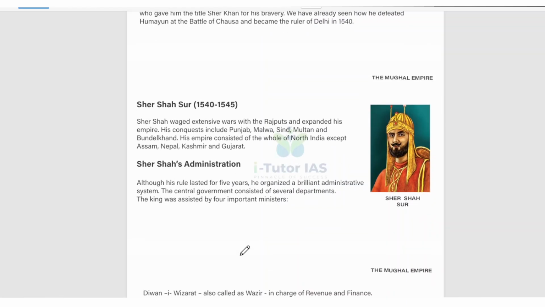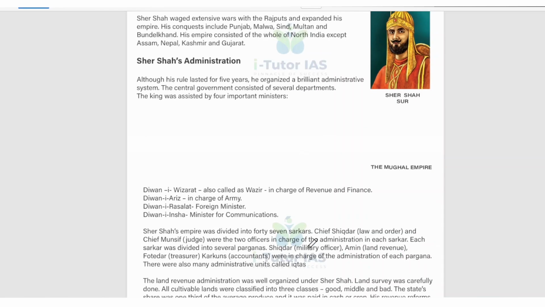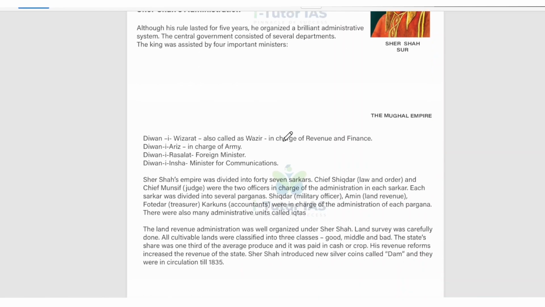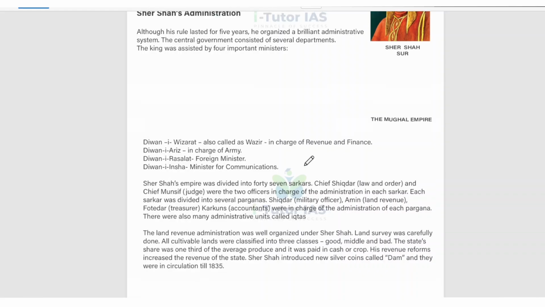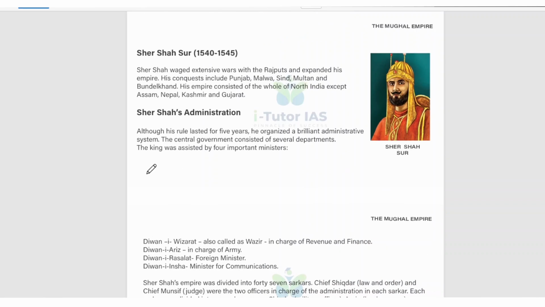Now Sher Shah's administration. Although his rule lasted for only 5 years, he organized a brilliant administrative system. The central government consisted of several departments. The king was assisted by four important ministers. Who are they? Diwan-i Wizarat, also called Wazir, in charge of revenue and finance; Diwan-i Ariz, in charge of the army; Diwan-i Rasalat, the foreign minister; and Diwan-i Insha, minister of communication. These are the four important ministers under Sher Shah's administration.